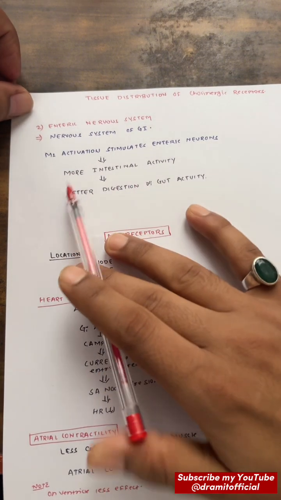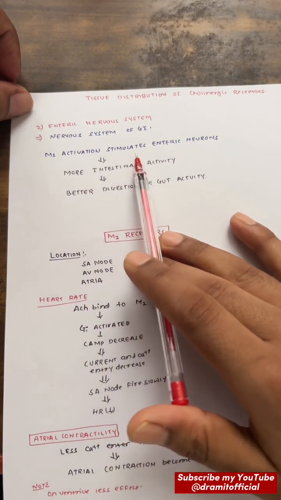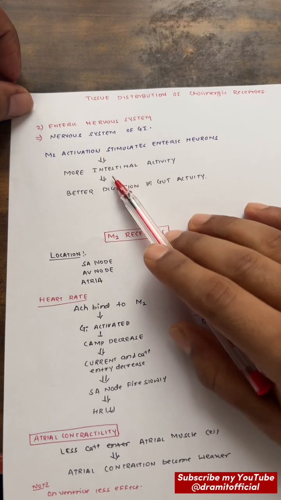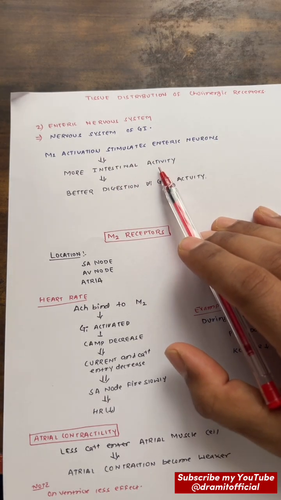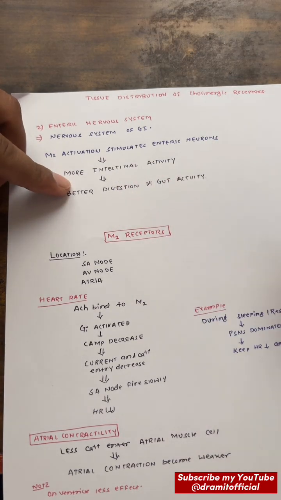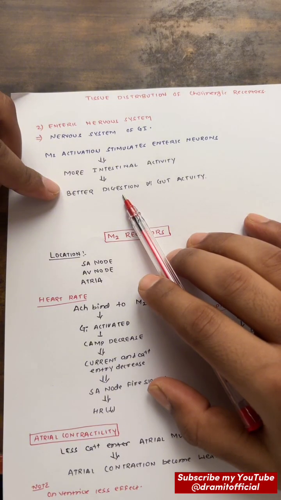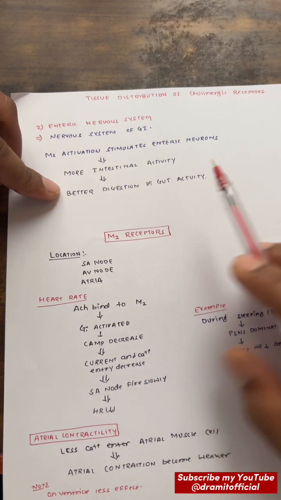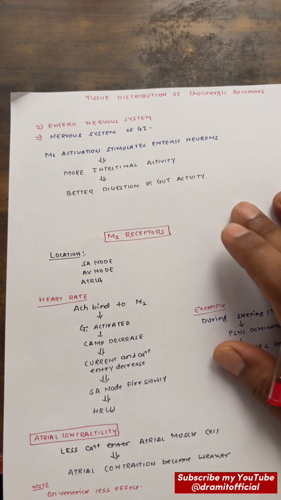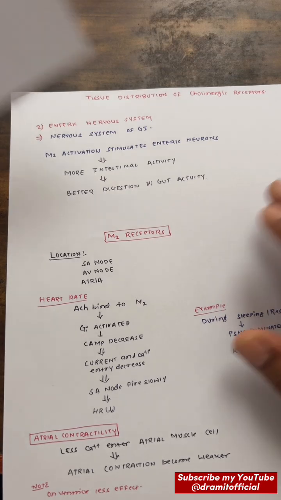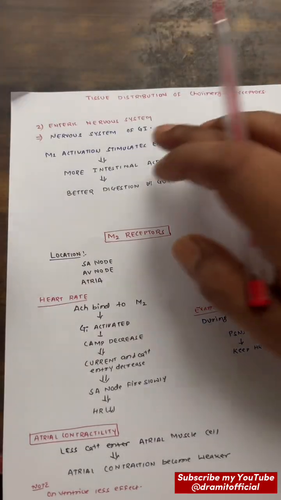So what actually happens when the M1 receptor gets activated in the enteric neurons? Intestinal activity will increase, which helps better digestion and gut activity. So this is how the M1 receptor works in our brain and enteric nervous system.